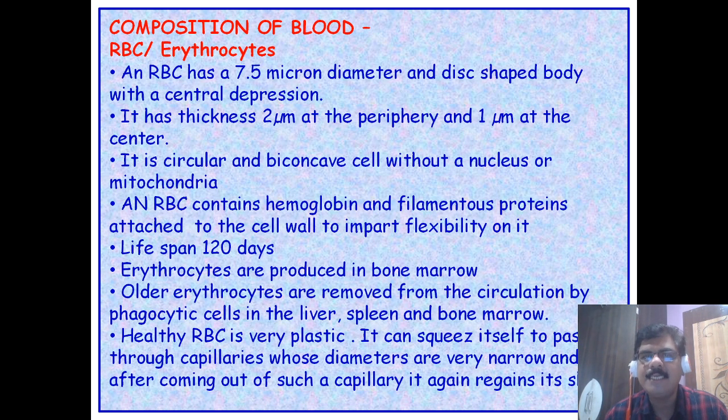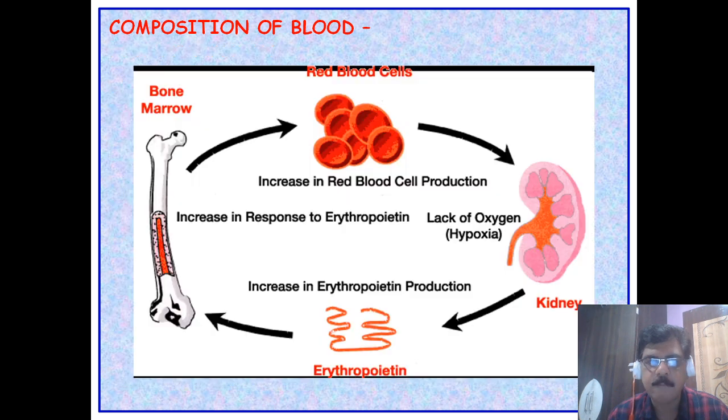The erythrocytes are synthesized in the bone marrow. The process is called hemopoiesis. The older erythrocytes are removed from circulation by phagocytic cells in the liver, spleen and bone marrow. The healthy RBC is very elastic, and it can squeeze itself to pass through capillaries whose diameters are very narrow, and after coming out of such a capillary it regains its shape.